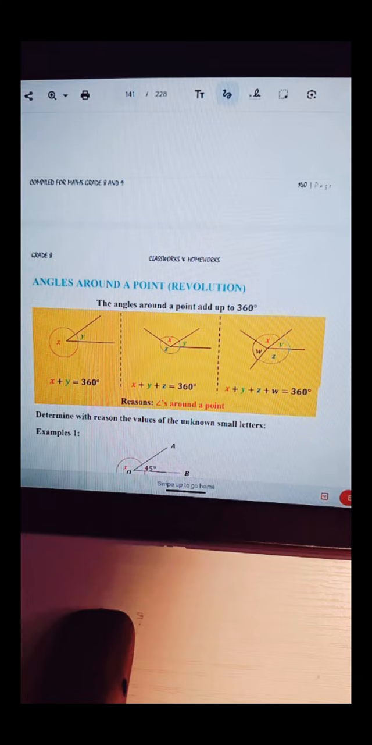Guys, I'm very happy to see this. There are no vertically opposite angles that exist here. Thank you so much for saying that. Okay, I'm going to go back up. Vertically opposite angles.